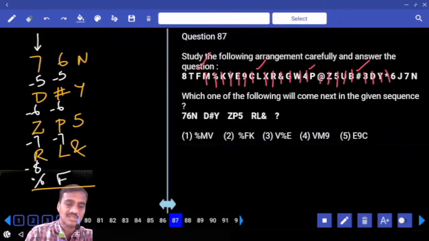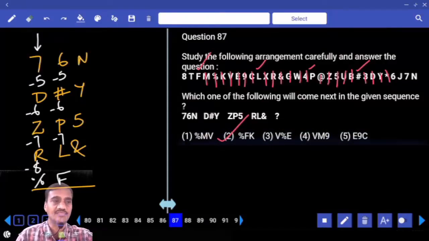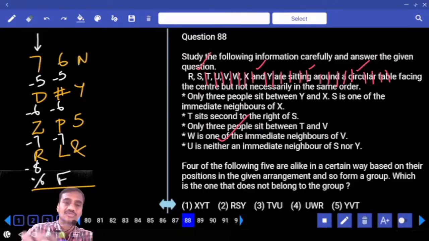And what is your answer here? F. Hence F should be the next one. Clear? Hence we are getting percentage and F, and it is given in choice 2. Done? And this is about question number 87. And next, 88 onwards.